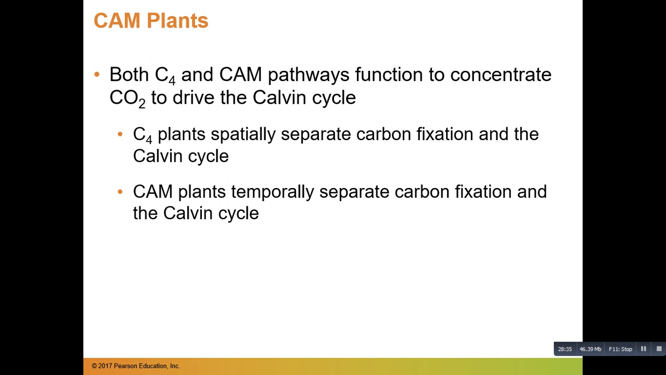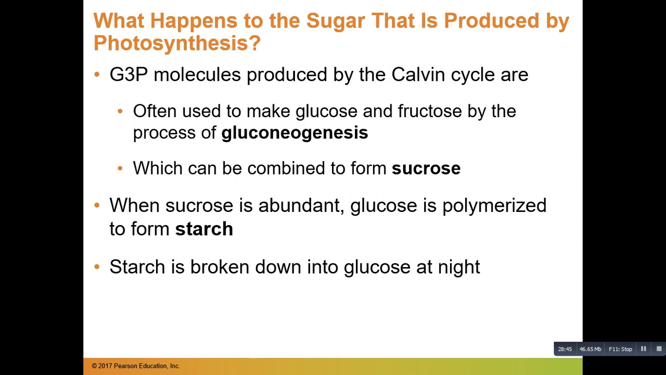Now what happens to the sugar that's produced by photosynthesis? Well, that end product of the Calvin cycle, that G3P, is going to be used to make glucose and fructose by the process of gluconeogenesis. We can also combine these molecules to form sucrose. When sucrose is really abundant, glucose is actually going to be polymerized to form starch.